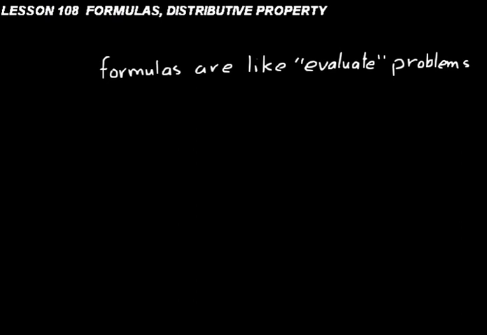Lesson 108 has two parts. The first part is on formulas and the second part is on distributive property. Now there's some formulas on page 500 that you should memorize. So make sure you do that. Something to think about here is that formulas, those are like evaluate problems. Like the problems we did in lesson 106. You're just substituting numbers in place of the letters.